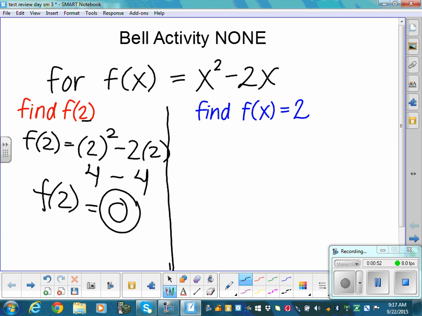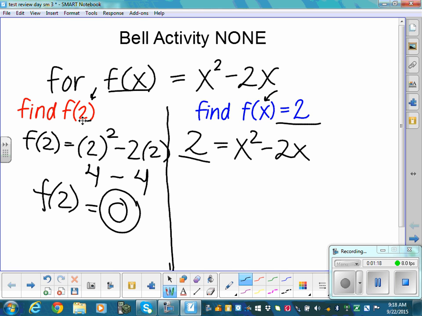Now this is different though. On the test you're going to see both, I can promise you that. So this time it says find f of x is equal to 2. Now this time it's not f of 2 like in this one, it's f of x is equal to 2. So instead of an f of x there, it's equal to 2. So we're going to have 2 is equal to x squared minus 2x. Does everybody see how instead of f of x here, we're writing what it's equal to, 2?